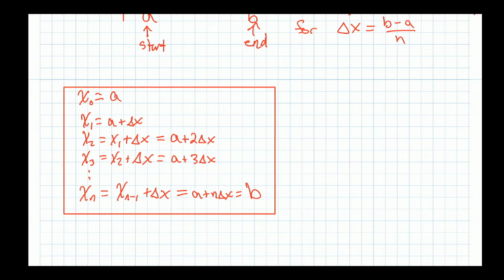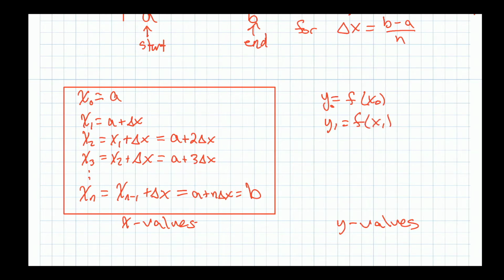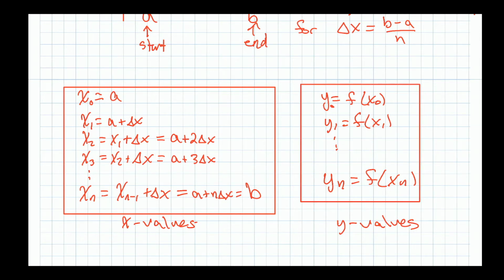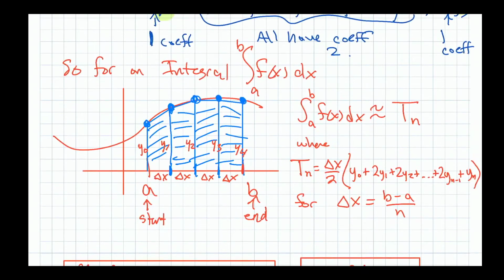All right, you have your x values. You're going to have your y values. Your y values are just y0 is f of x0, y1 is f of x1, etc., until you get to yn is f of xn. Okay, so you've got x values, y values, delta x, and the formula. That's everything you need in order to calculate the trapezoidal rule for a problem.